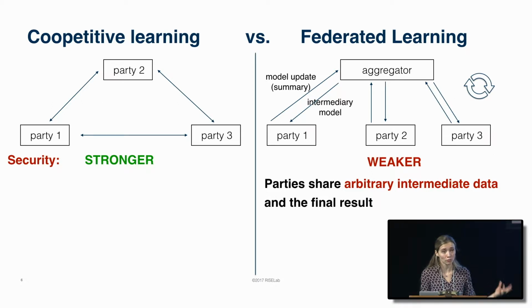It learned all these model updates, thousands of them. Also, the parties learned intermediate models. And there are papers showing that there's a lot of leakage in this scenario.